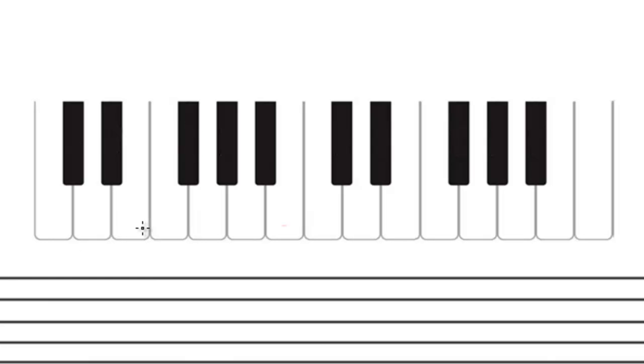In this video, we will learn about naming notes on a piano. We will also explore how the notes on the piano relate to the notes on our bass and treble staves. Okay, so let's take a look at our keyboard here.